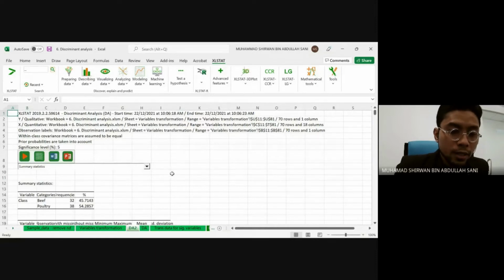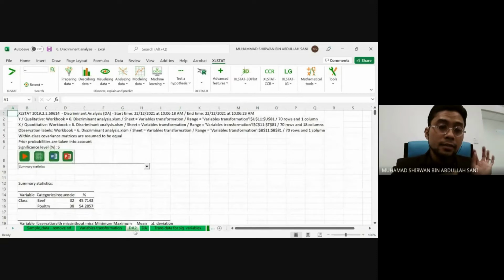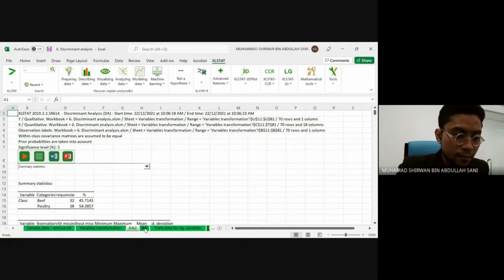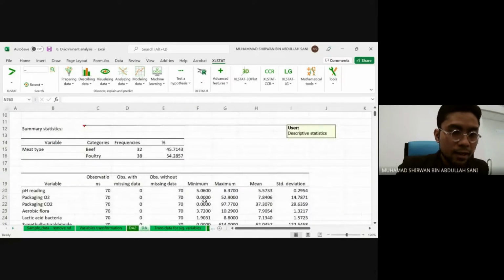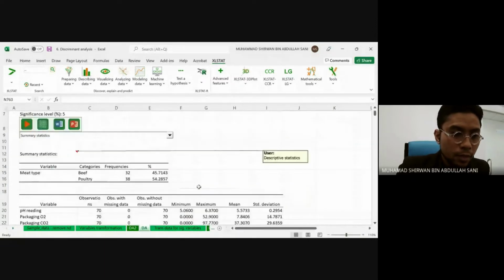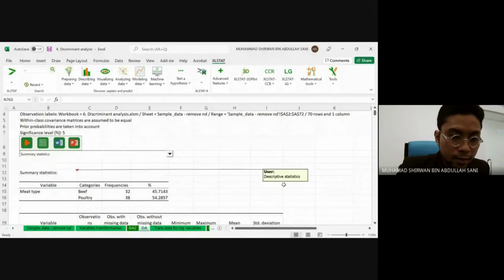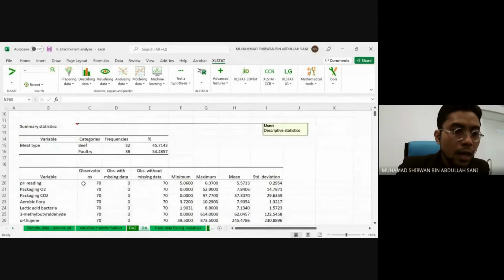Okay, so when you click continue, you will get this kind of result. So this one is the result that you created. Okay, the one that I have made a note for you is the DA. So you open the DA, yang ni I have made the note for you lah, for this workshop. So we can go one by one, starting from summary statistics. This is the descriptive statistics. How many meat types of sausage do you have?